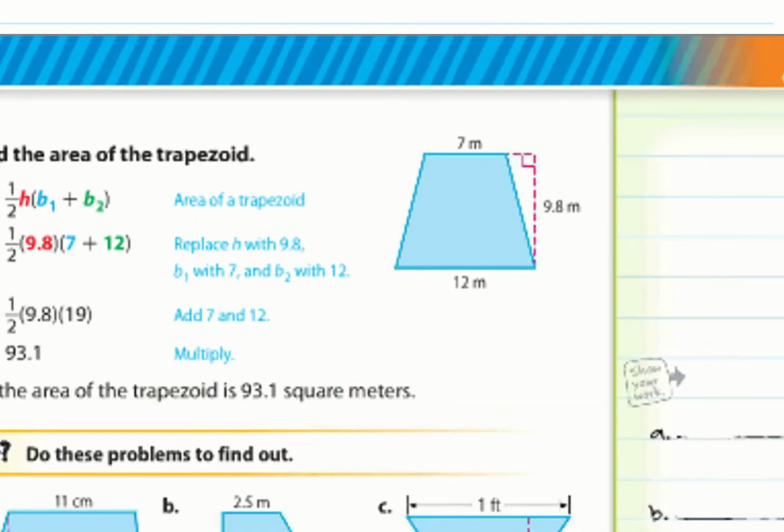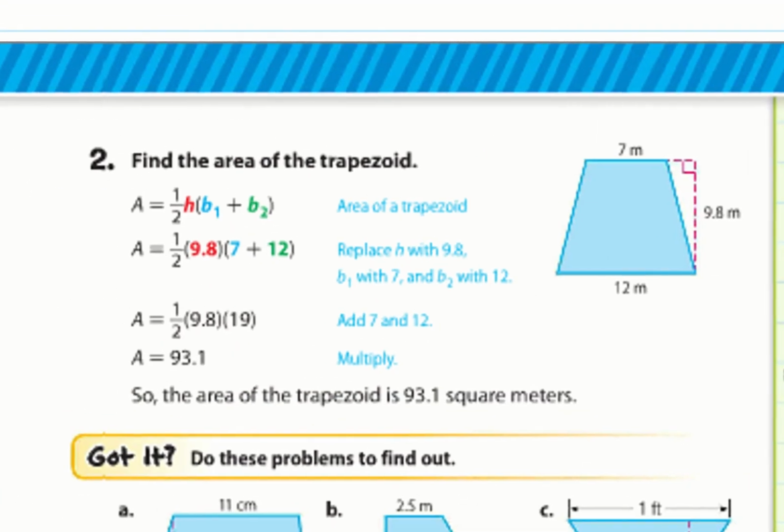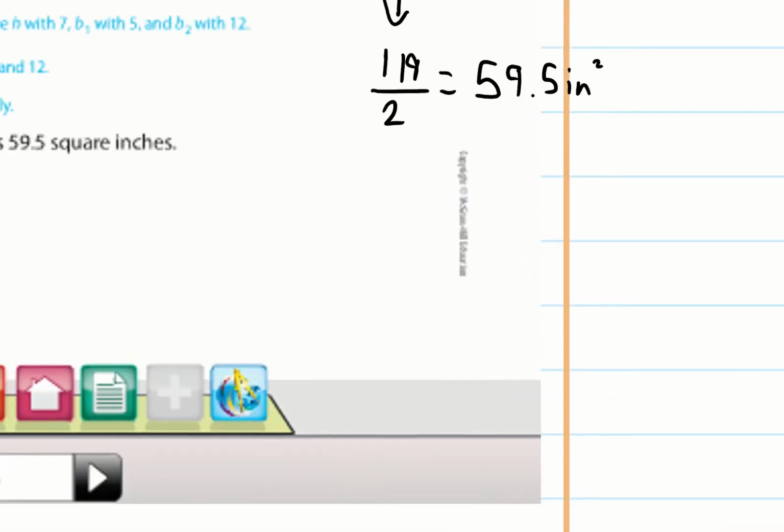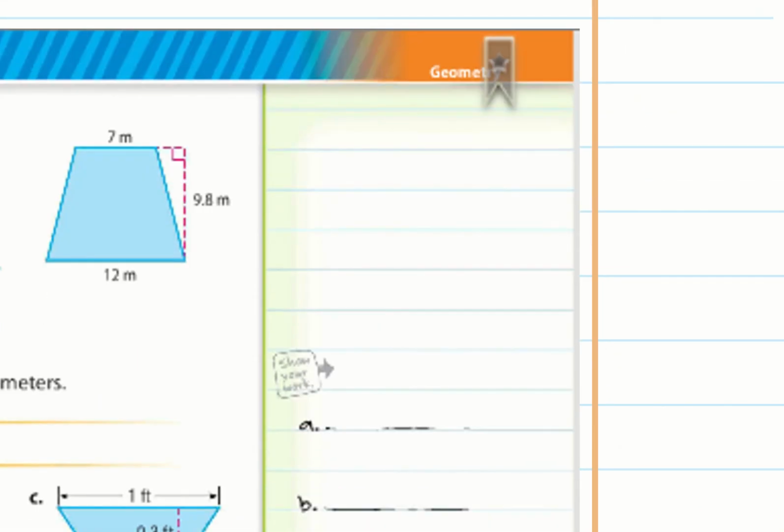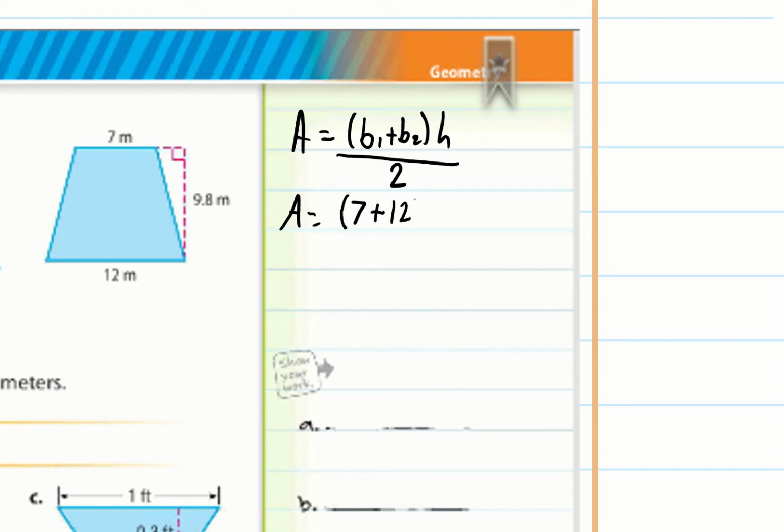All right, example 2, we're going to find the area one more time. So area equals base 1 plus base 2 times the height divided by 2. So area equals base 1 is 7 plus 12 times 9 and 8 tenths divided by 2. So 7 plus 12 equals 19 times 9 and 8 tenths divided by 2.